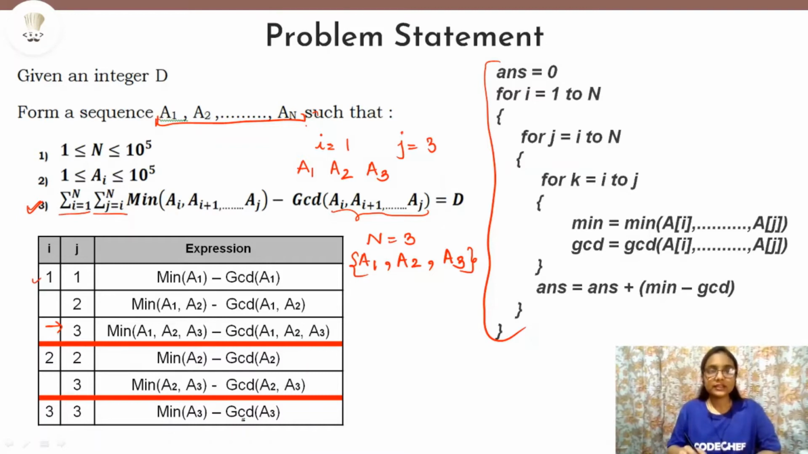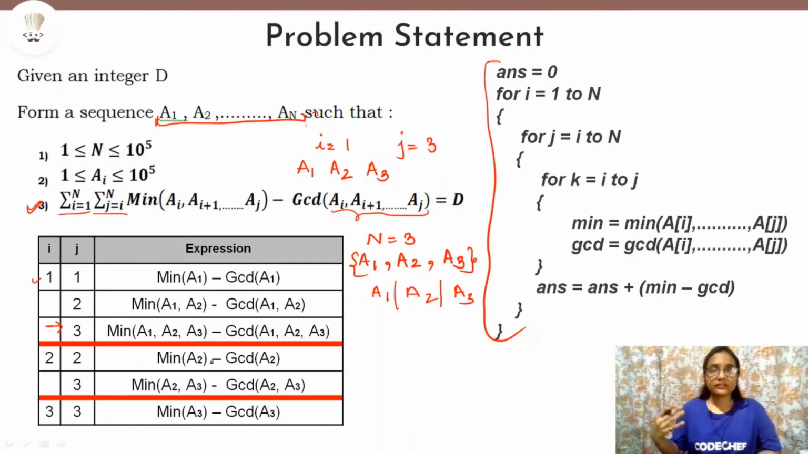So if you carefully observe this table, what you can see is that each time we have to calculate the minimum minus GCD expression for all the subsequences of our sequence. If your sequence is A1, A2, A3, then all the subsequences of your sequence will be: individually A1, A2, A3, then A1, A2, then A1, A2, A3, again A2, A3. So what are we exactly doing? We are calculating for each of the subsequences, right?